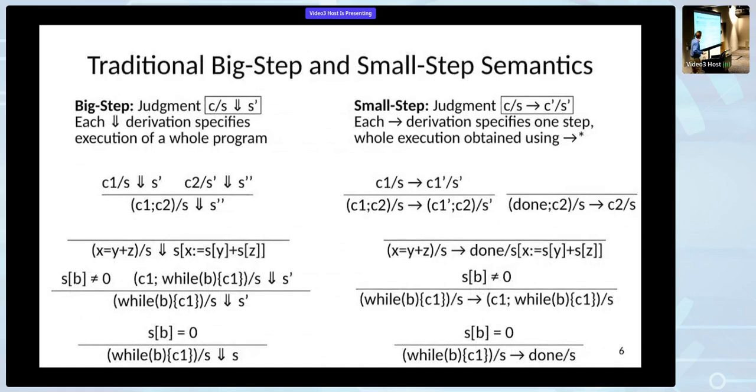My goal is to improve on big step and small step semantics. I just put a few rules down here to get you warmed up, but I believe you all use these in your daily life or have at least seen them. Here it's for a little imperative language, but all of this also works for functional languages.